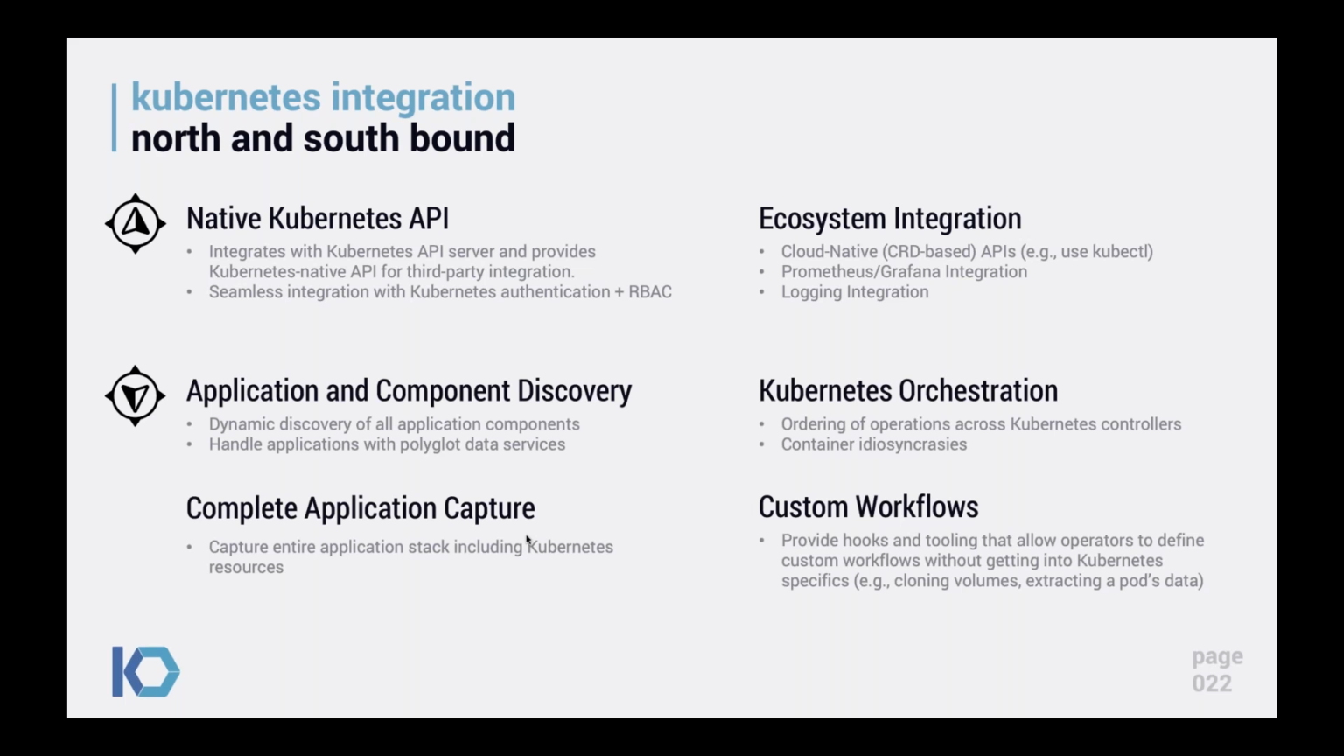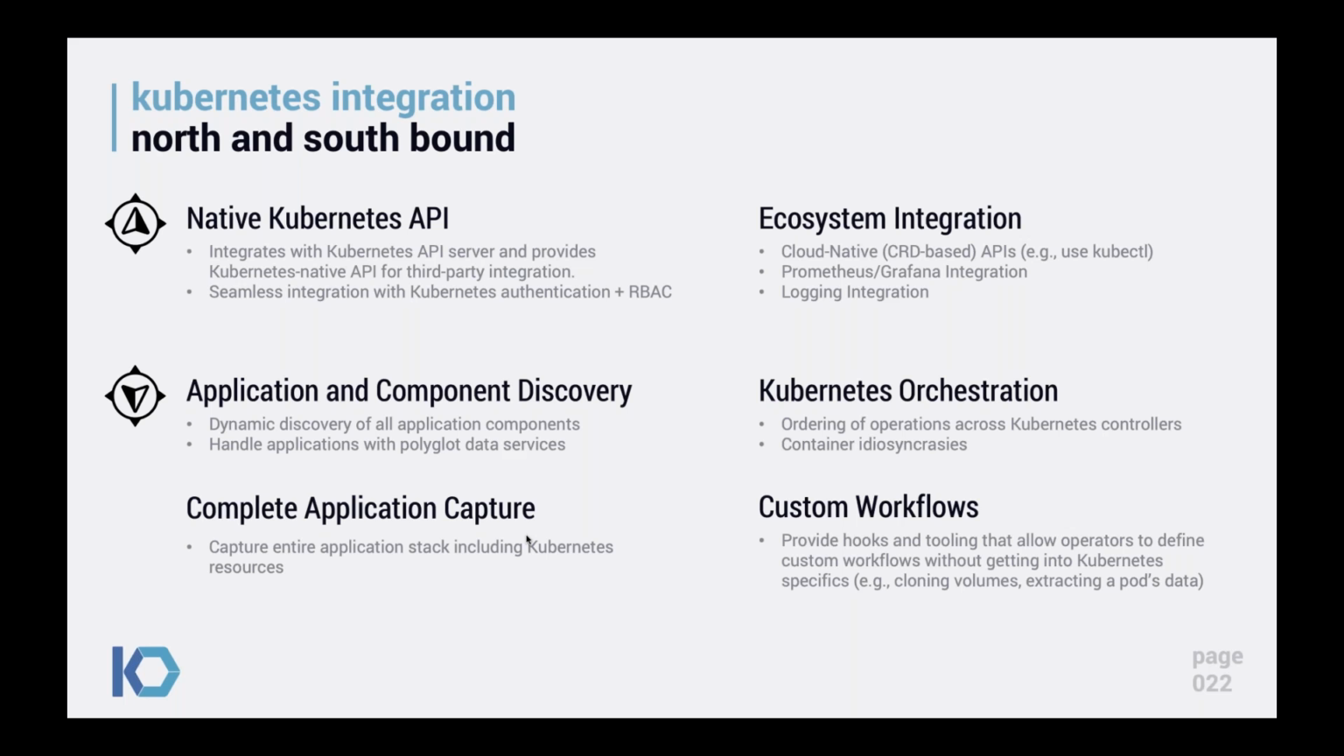But also when we look at some of the southbound APIs, we auto discover apps and all components in there. We will orchestrate with Kubernetes, so the operator or developer doesn't need to worry about how that will happen. We take off a lot of their pain and allow them to focus on the data management. Full app capture, and as I mentioned, via Kanister, a lot of custom workflows are also possible today.